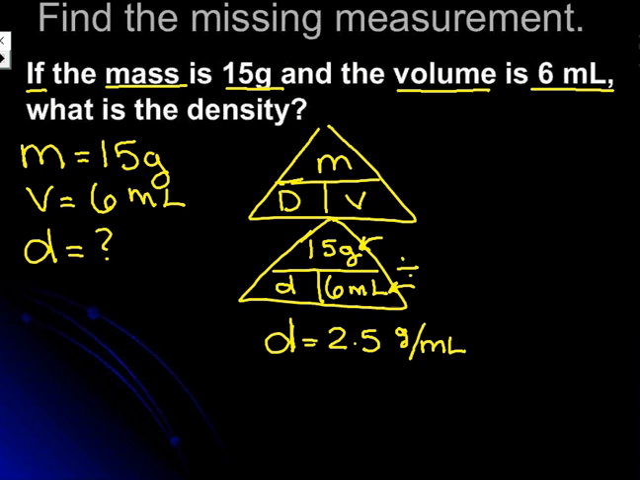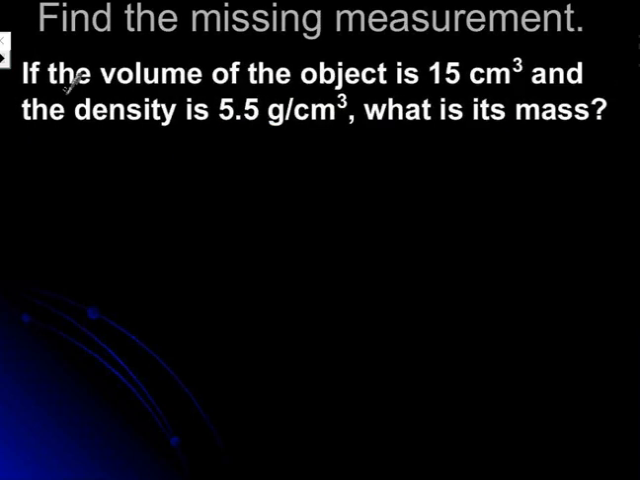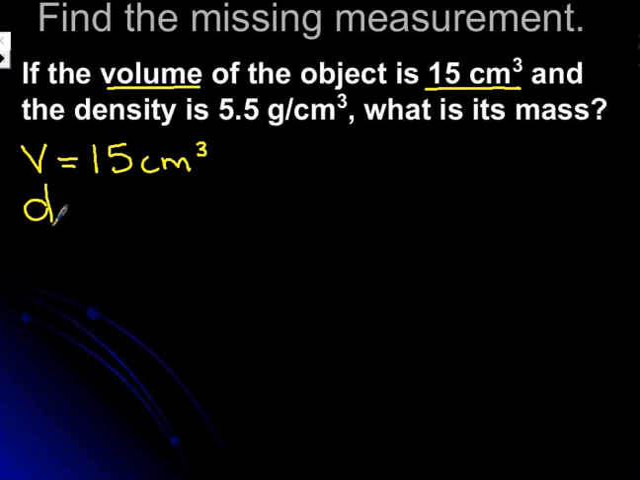Let's try another example. What if we're not solving for density? So this one says if the volume of an object is 15 centimeters cubed, remember I stop and I write down V equals 15 centimeters cubed. And remember, centimeters cubed is just another unit of volume, just like milliliters. And the density is 5.5 grams per centimeters cubed. So I write 5.5 grams per centimeters cubed.